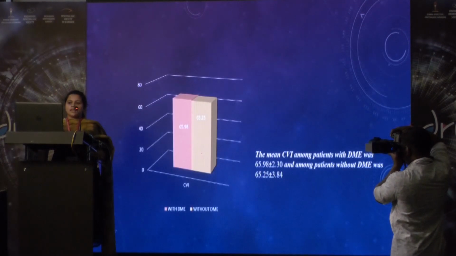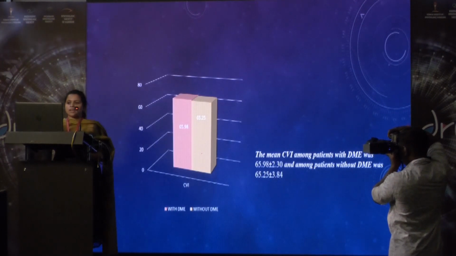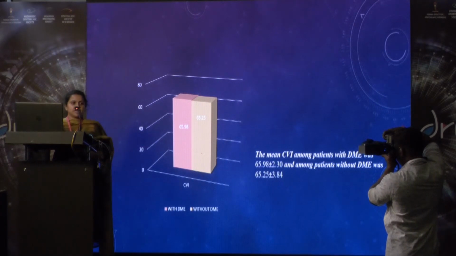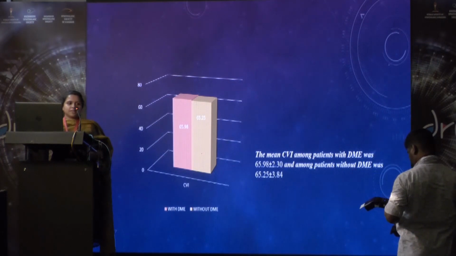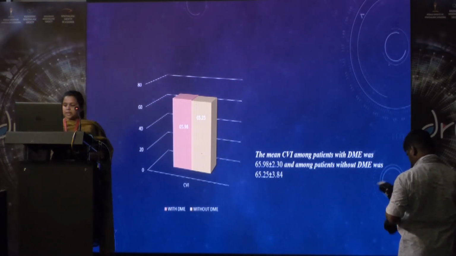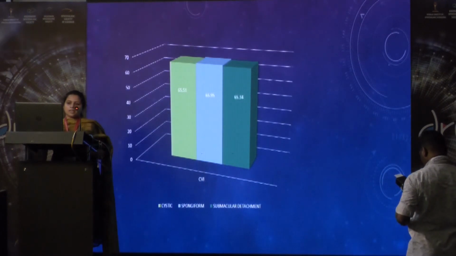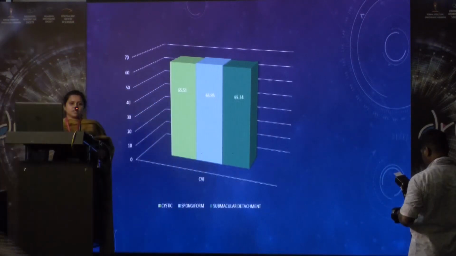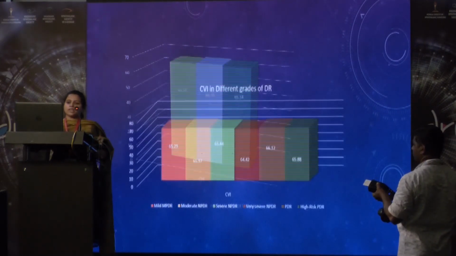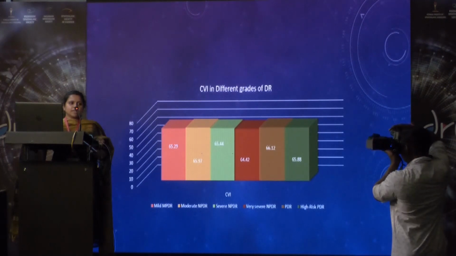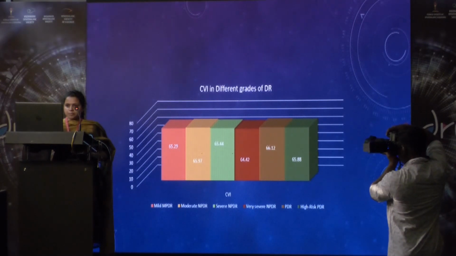Now to the results. The choroidal vascularity index among our diabetic macular edema patients was 65.98%, and in those without diabetic macular edema it was 65.25%, which did not differ significantly. Also, the choroidal vascularity index did not differ significantly among our different types of diabetic macular edema, and it was not influenced by different grades of diabetic retinopathy.